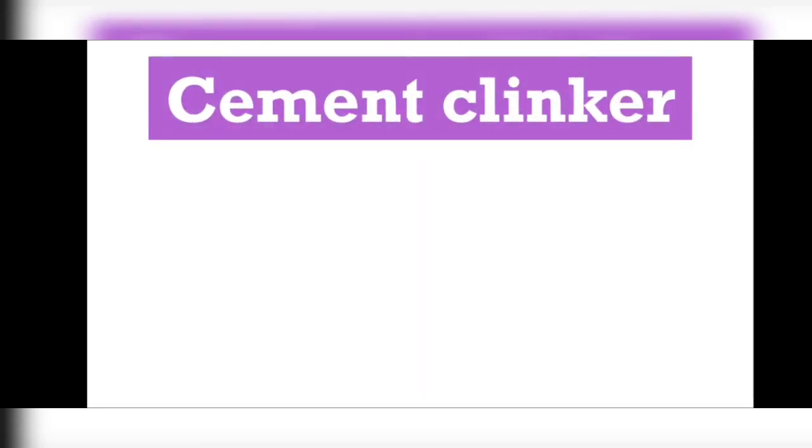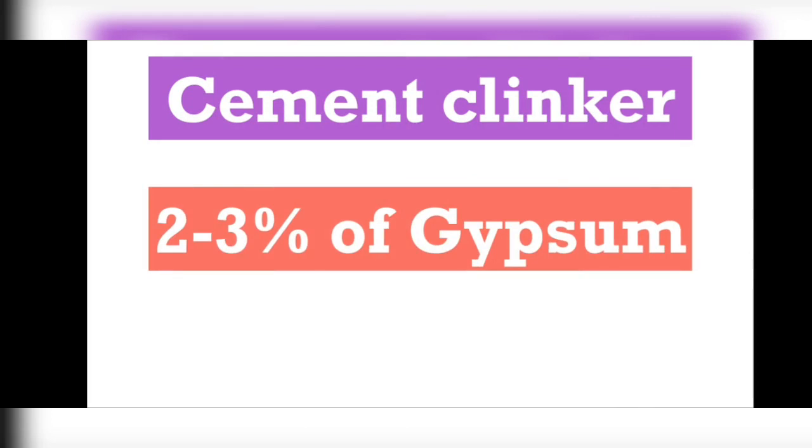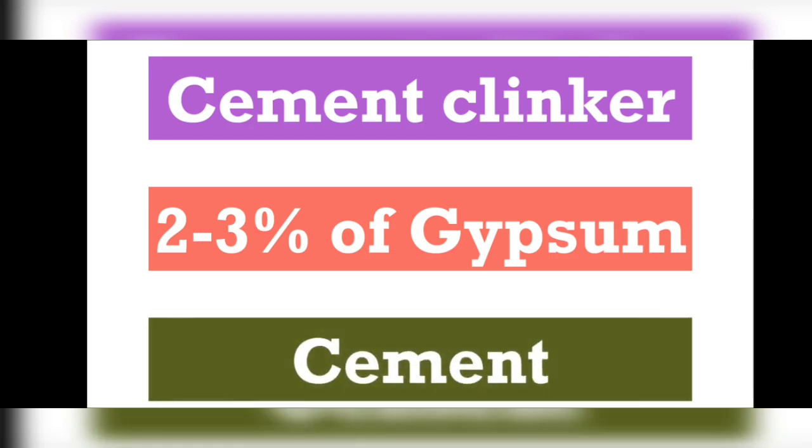This cement clinker is mixed with 2 to 3% by weight of gypsum, that is CaSO4 2H2O, and you will get cement. So limestone and clay are heated strongly together, they fuse and give you cement clinker. To this cement clinker, add 2 to 3% by weight of gypsum, and you will get cement. So this is how you form cement.